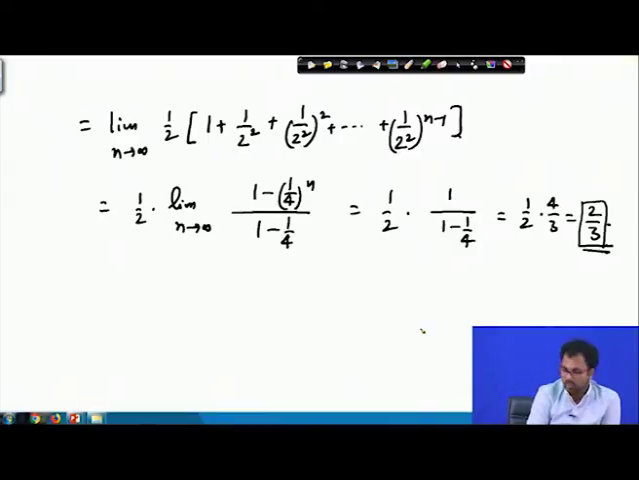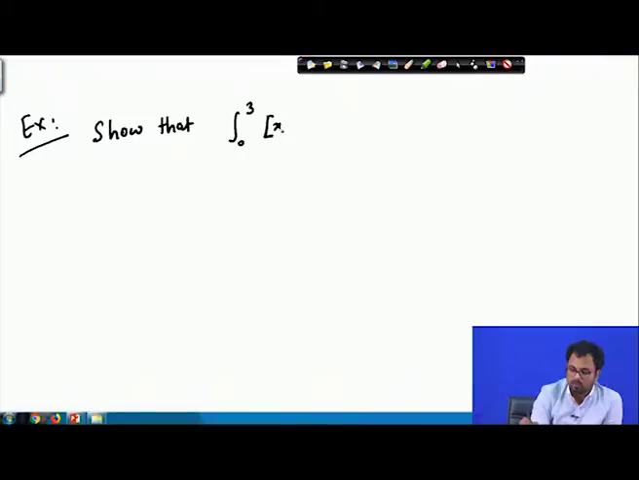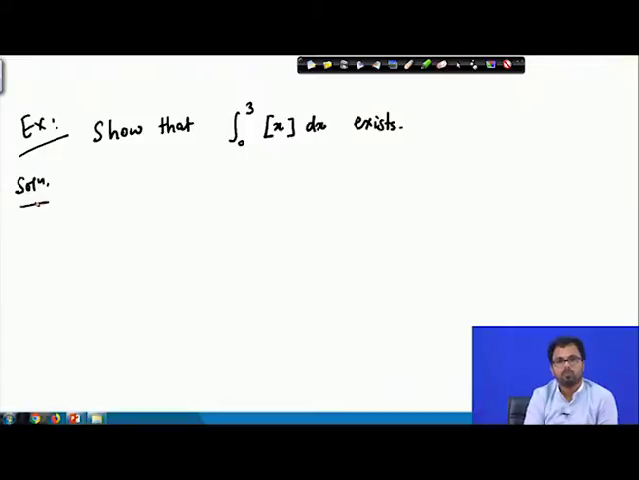Next we can look into another example. Another example would be: show that the integral from 0 to 3 of box x dx exists. First of all, I hope most of you know what a box function is. So let us write the box function. Here f(x) is box of x.